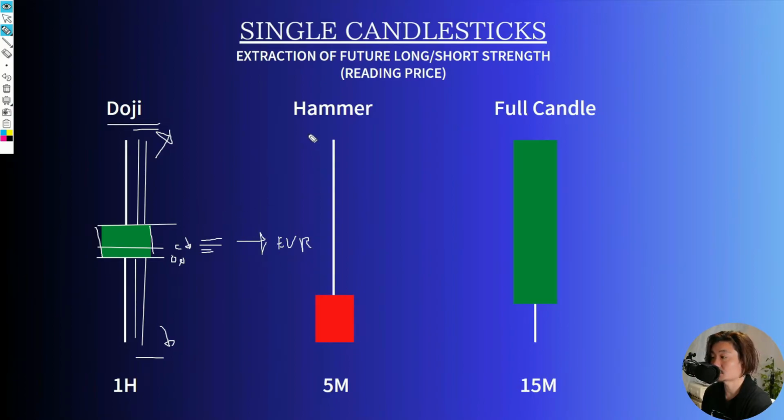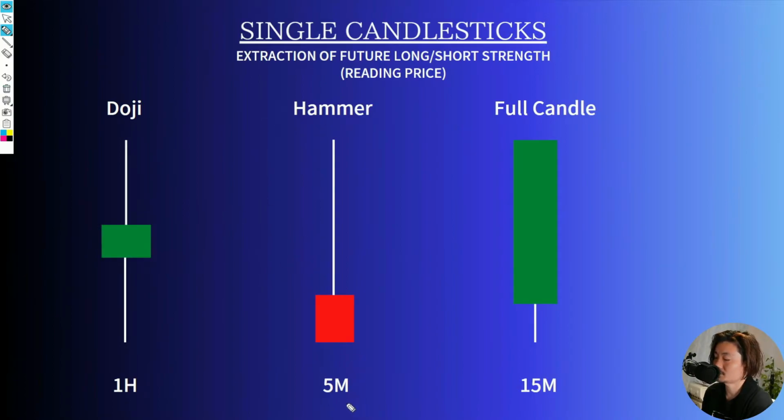All right, so now let's go on to the hammer. On this 5-minute hammer, price opened right here and closed right here. And moreover, the high was right here. And the low was at the same level as the close, right? Because there's no wick on the bottom.